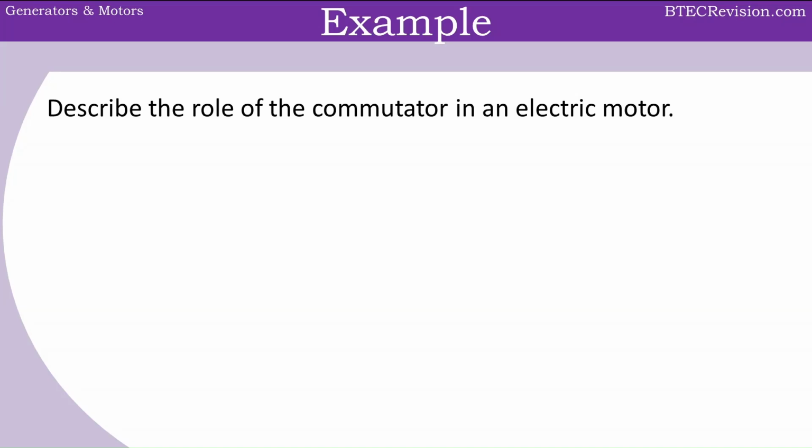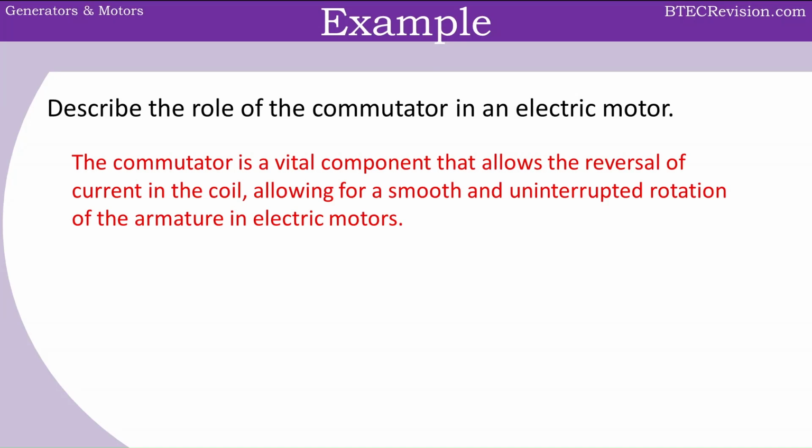Now, let's look at this example. Describe the role of the commutator in an electric motor. The commutator is a vital component that allows the reversal of current in the coil, allowing for a smooth and uninterrupted rotation of the armature in electric motors.